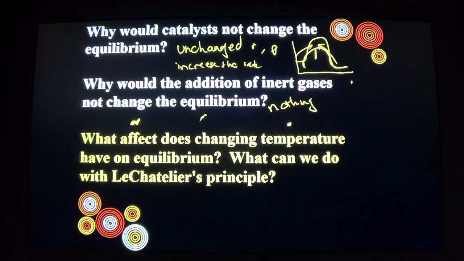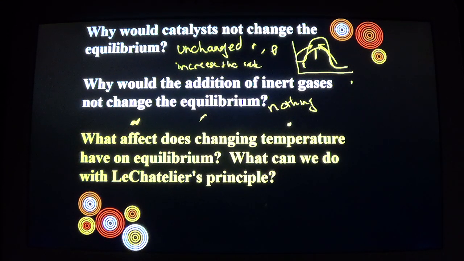So they ask this one a lot. Adding an inert gas would not change anything about the equilibrium, because it's not the total pressure that would change whether or not you want more moles or less moles. It's whether the pressures of the individual reactants or products will change it. Okay, so please see that correctly. Now, what effect does changing the temperature have on equilibrium?